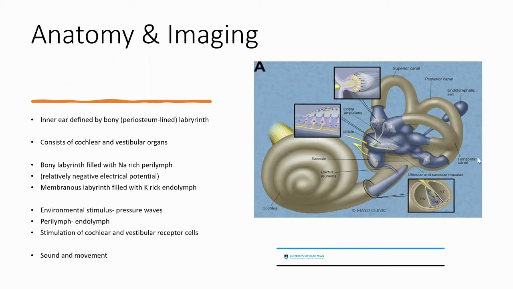Now, when you get an environmental stimulus, it creates pressure waves, and this is transmitted through the perilymph all the way through to the endolymph. And then you get the stimulation of your cochlear and vestibular receptor cells, which gives us the perception of sound and movement.